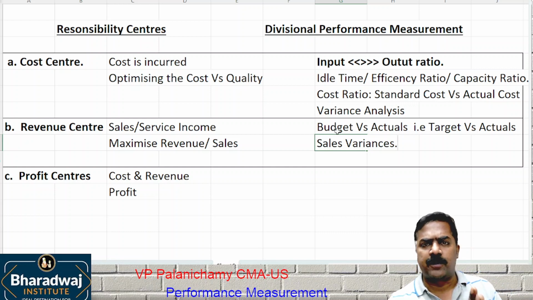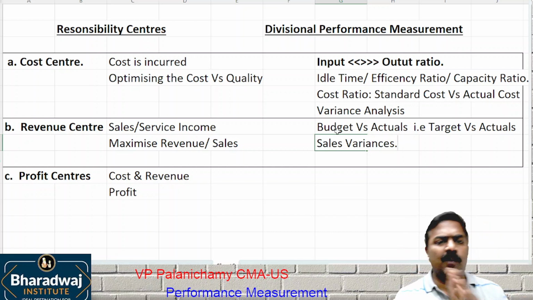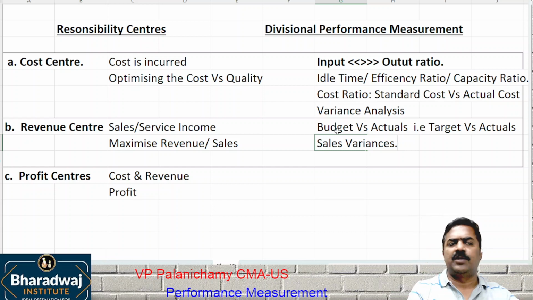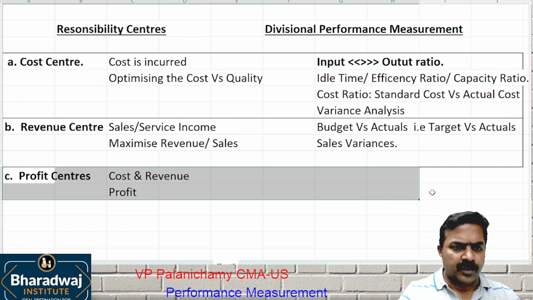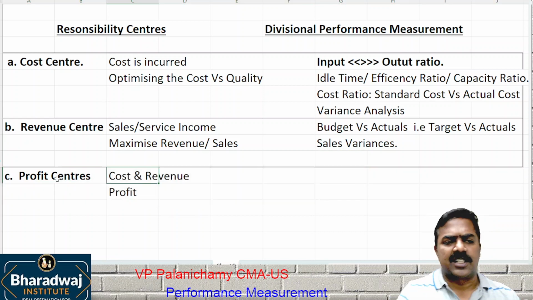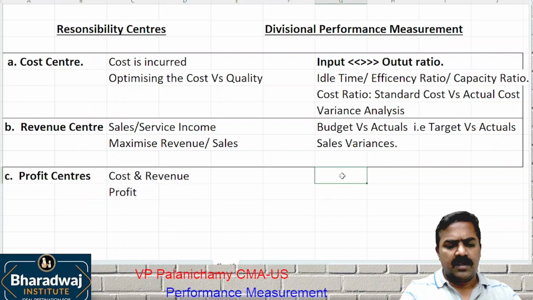We can work out and report why there is a positive variance, why there is a negative variance, where and how far it is achieved, overachieved, or lesser achieved, so that you can report with respect to revenue centers. For profit centers, since there is both cost as well as revenue, we work out an income statement.